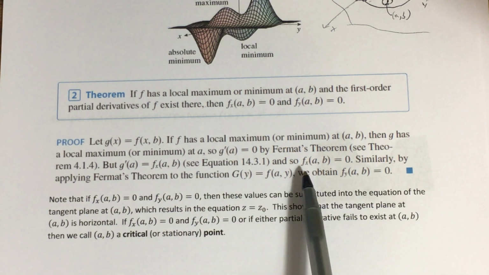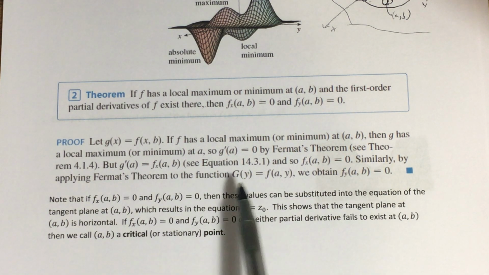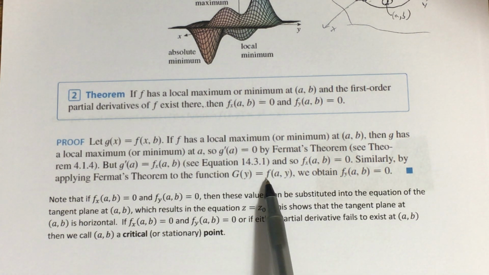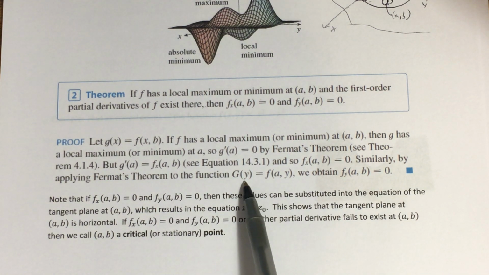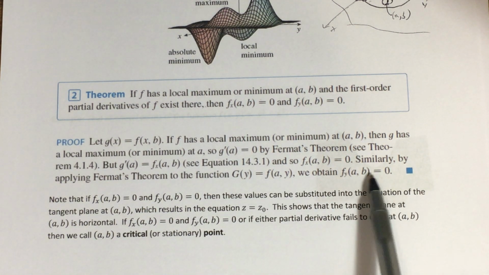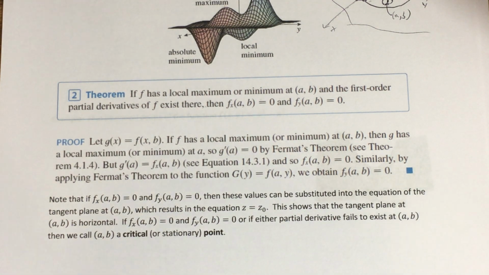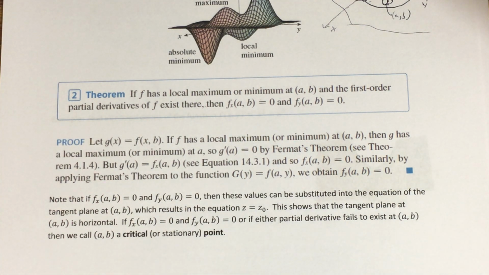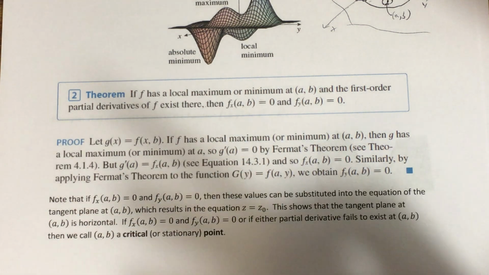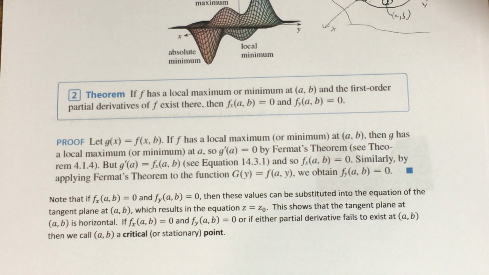Following similar logic, if we apply Fermat's theorem to a different function where we define, in this case, capital G of y to be the function f of (a, y), now we're fixing x to the constant a, we could also show that fy of (a, b) is equal to 0. So that's basically invoking Fermat's theorem from chapter 4 of this book, which is covered in Calculus 1, to prove this theorem, which is kind of like the analog in this higher dimensional case.